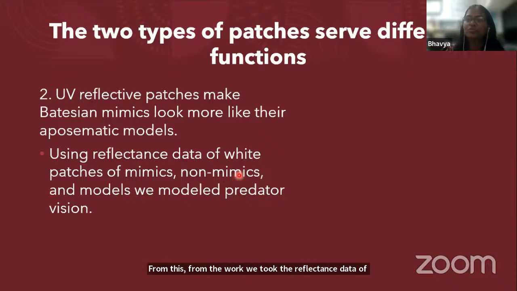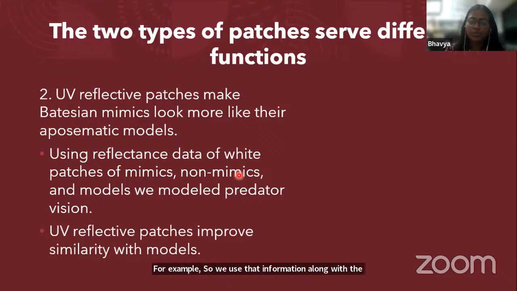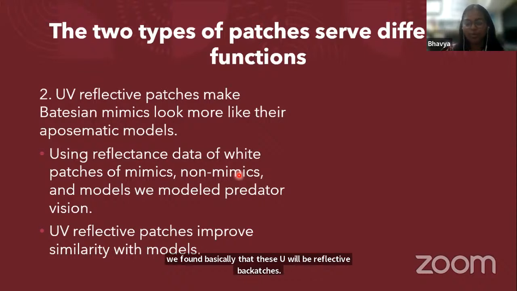Basically, we have the reflectance of fluorescent and UV reflective patches, and we put it in our computer and do some simulations, and we use a visual modeling system of birds. We know that birds have certain kinds of receptors, and they can tell the difference between UV and non-UV patches, for example. So we use that information along with the reflectance data that we collected in the lab. And we found that these UV reflective patches improve the mimetic resemblance of the mimics to their models.